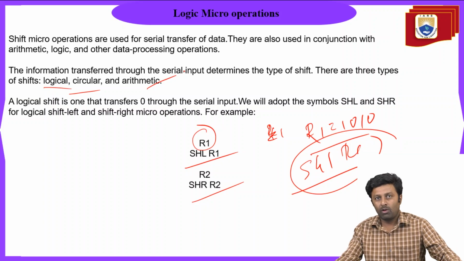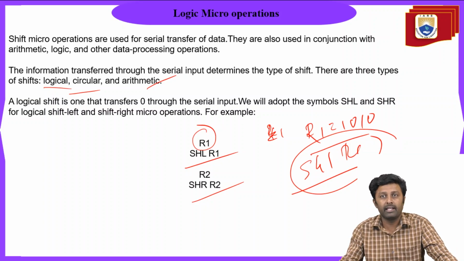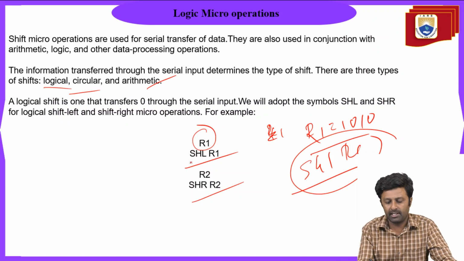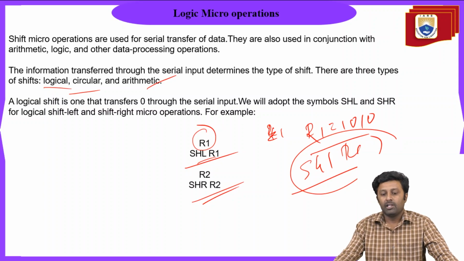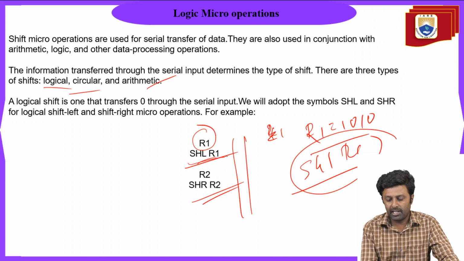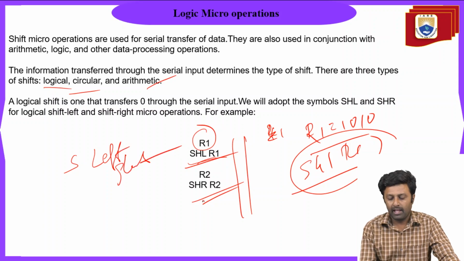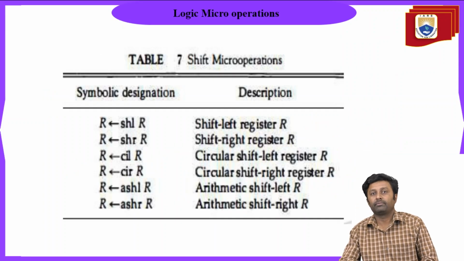The logical shift operation is one that transfers 0 through the serial input. Then we will adopt the symbols SHL and SHR here. These are some of the logical micro operations. SHL means logical left shift, and SHR means logical right shift.